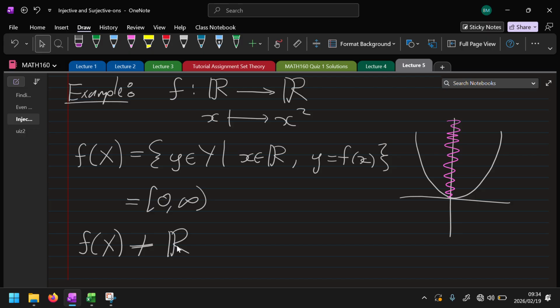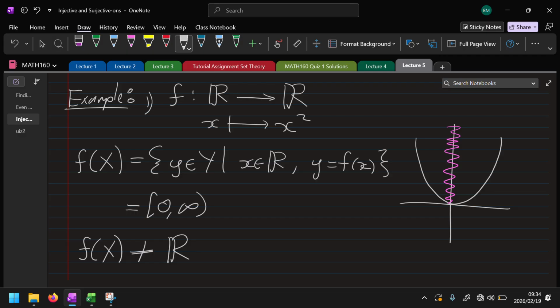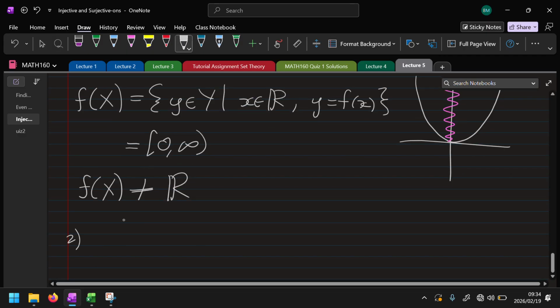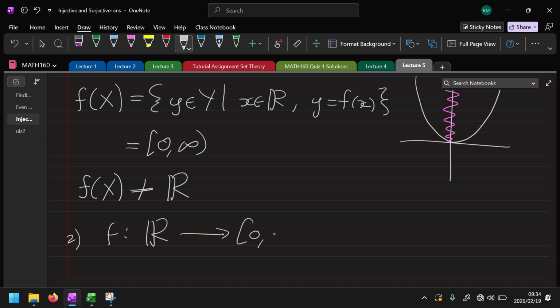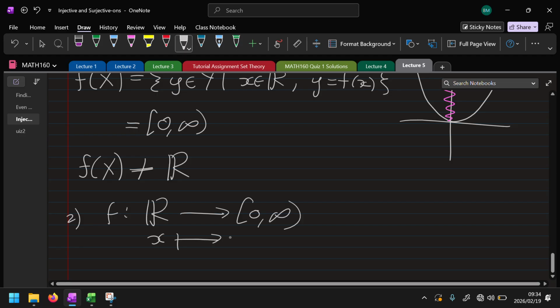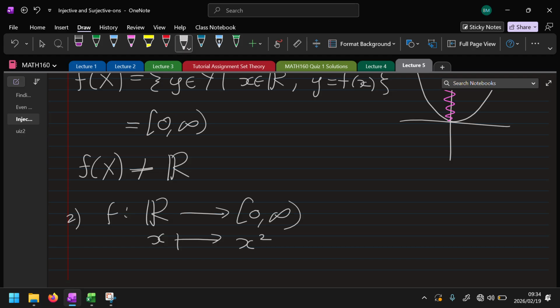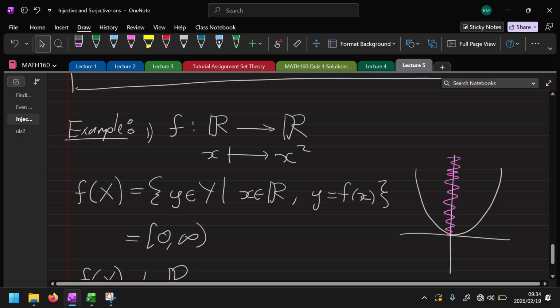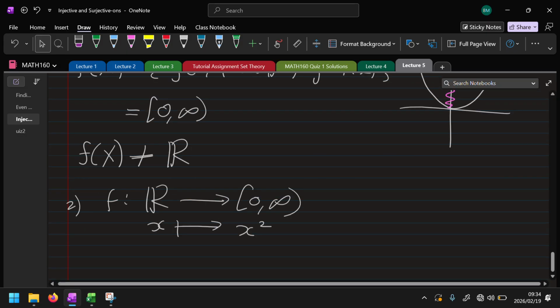Okay, so this is example 1. Example 2, we'll do it very quickly. So we have all the real numbers. But now I'm changing the codomain. I can do that. I can do whatever we want to the domain and the codomain. Is this function surjective? Yes. This function was not surjective, right? We proved that. This function is surjective.